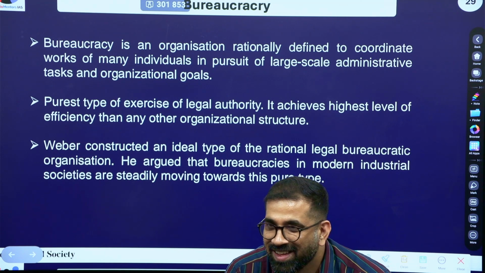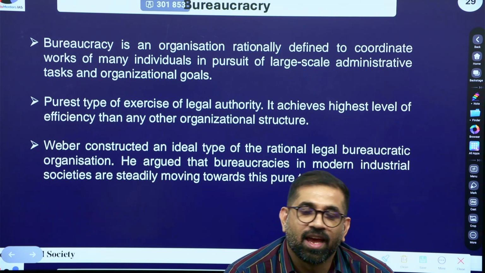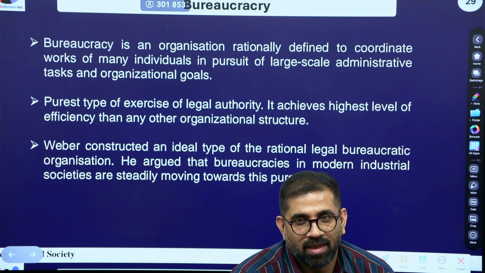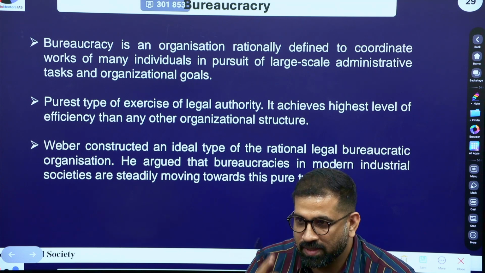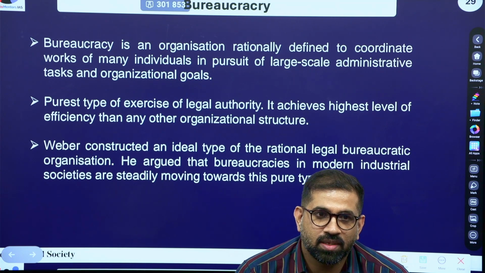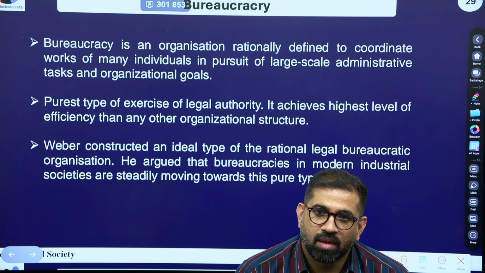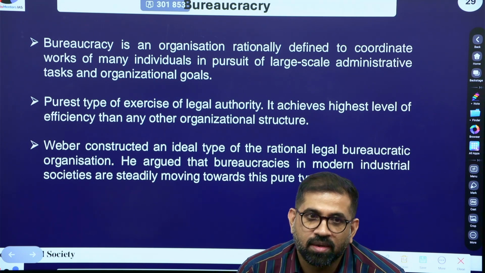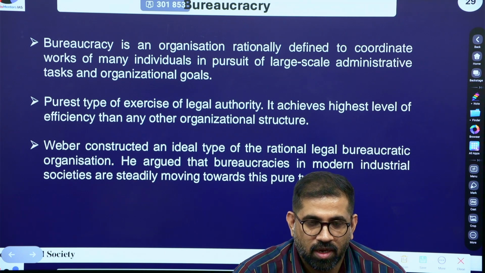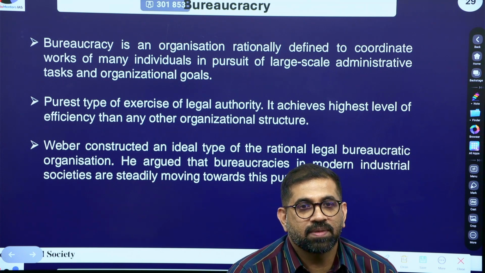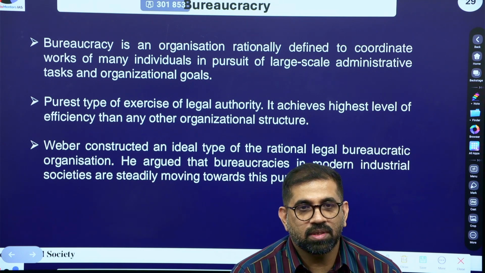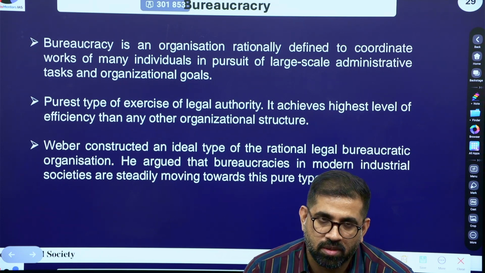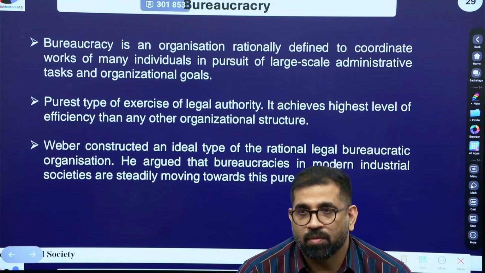Yeah, the major reason is that the kind of system that bureaucracy has set up, there is no other organizational structure that can act as an alternative to it, that can replace bureaucracy. Right, even though we say that bureaucracy has several issues that we'll discuss next, still bureaucracy cannot be replaced by any other institution because of its own advantages.